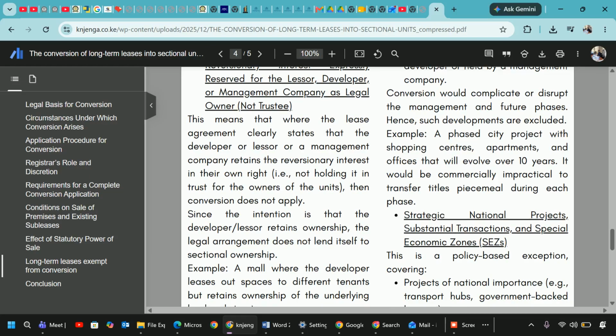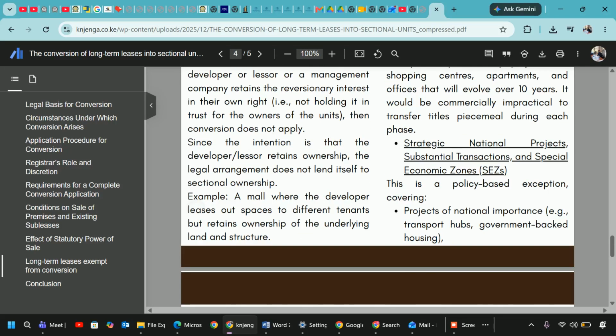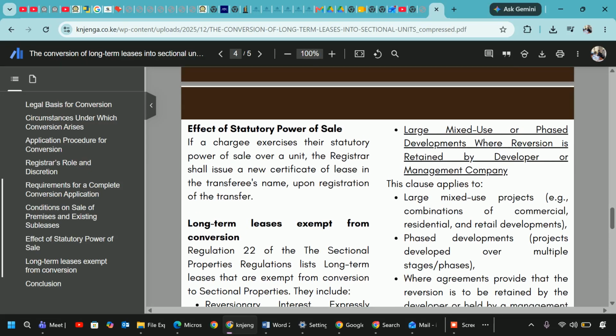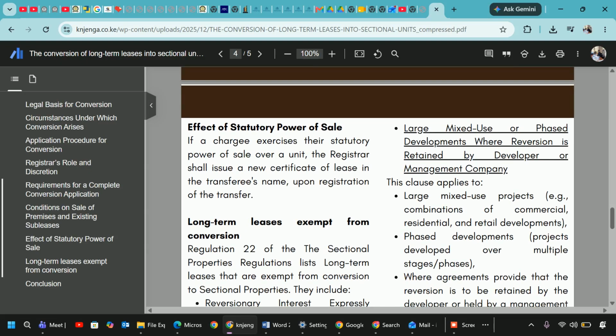Since the intention is that the developer or lessor retains ownership, the legal arrangement does not lend itself to sectional ownership. An example can be seen where the developer leases out spaces to different tenants but retains ownership of the underlying land and structure. That is exempted from conversion. Then another exemption appears where we have large mixed-use or phased developments where reversion is retained by the developer or management company.